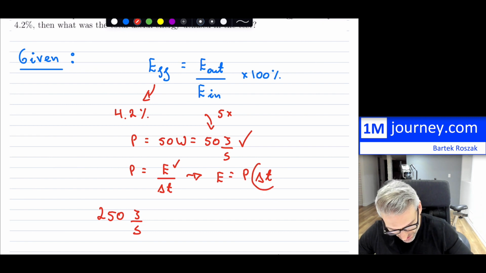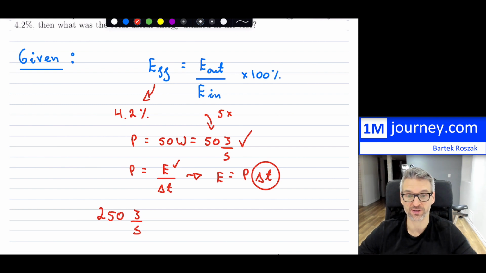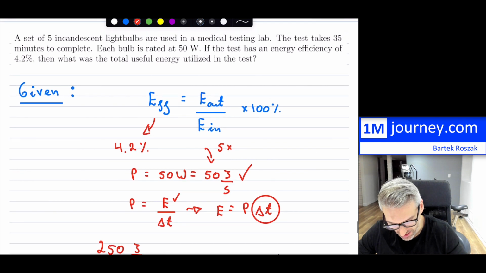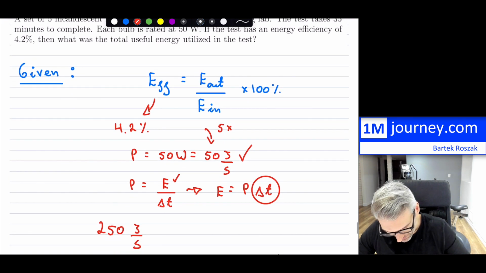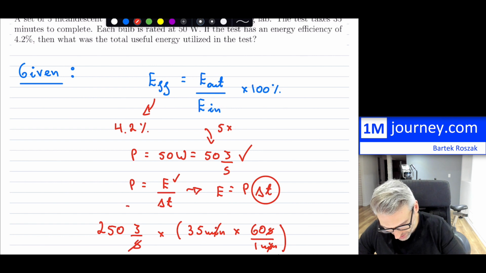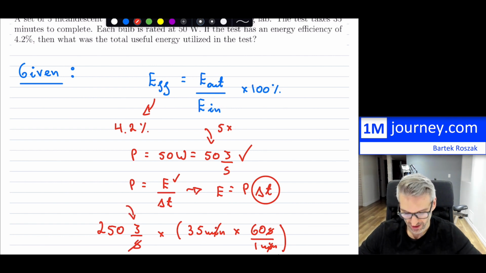Now, we need to multiply it by time to get the actual energy that we're inputting. And that particular time, they do tell us, is 35 minutes. But of course, we can't just multiply by 35 minutes because we need this in seconds. So I'm going to just convert this. This is 60 seconds per 1 minute. The minutes cancel, and notice with the units, the seconds will cancel as well, and we're going to get the amount of energy that we have.